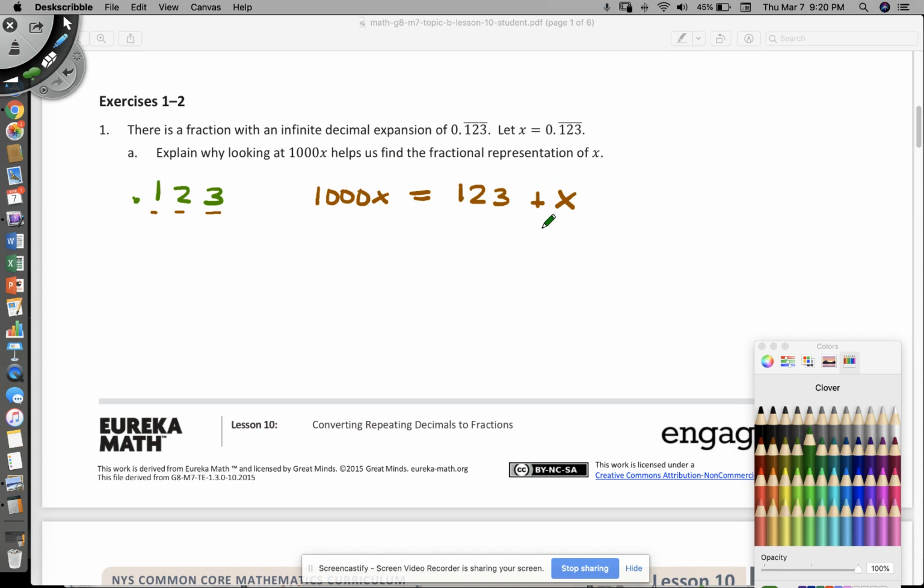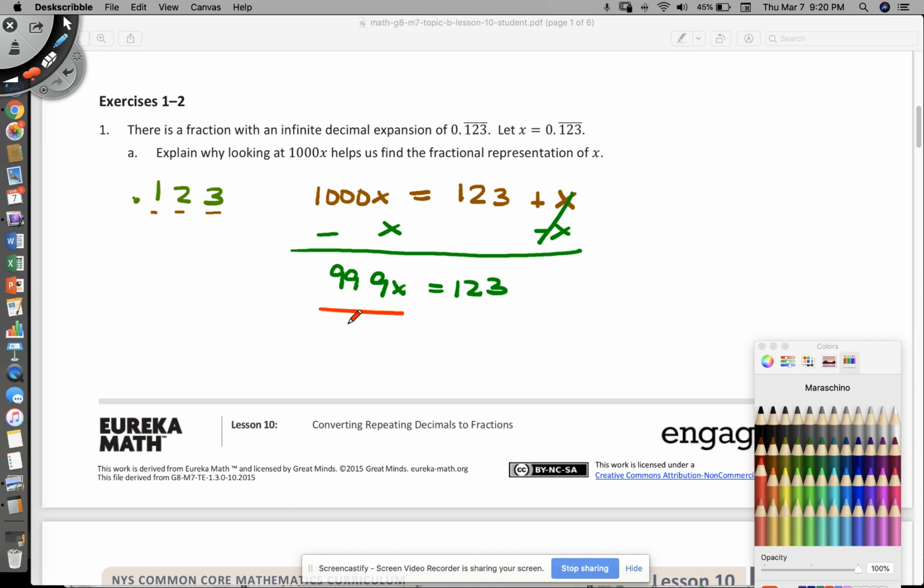Again, we're going to move the x by subtracting it. 1,000x take away 1x, that gives me my 999x equals 123. All right, we're now going to divide by 999. That cancels. And I know I can divide both of these by 3, giving me the final answer of x equals 41 over 333.